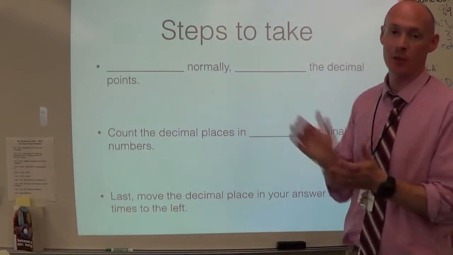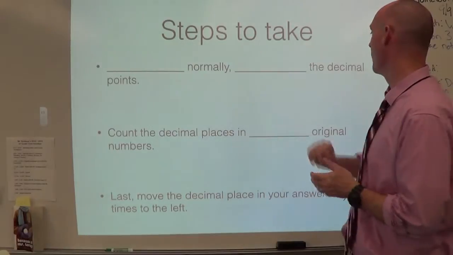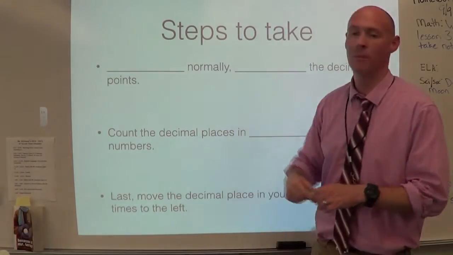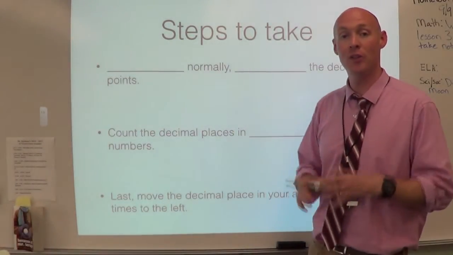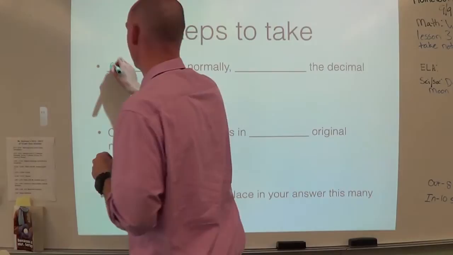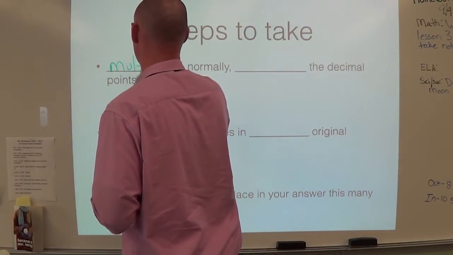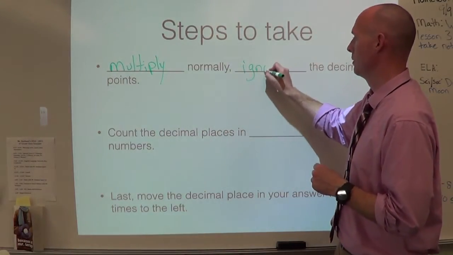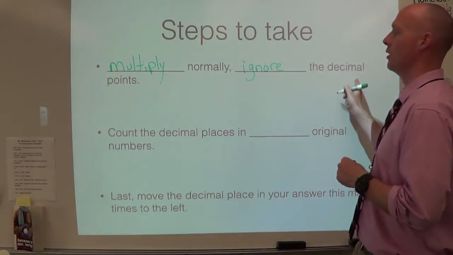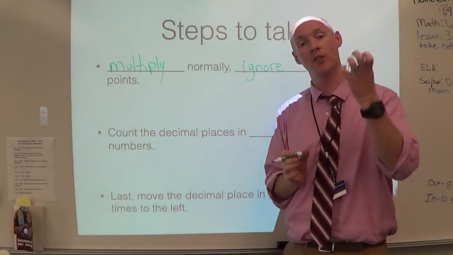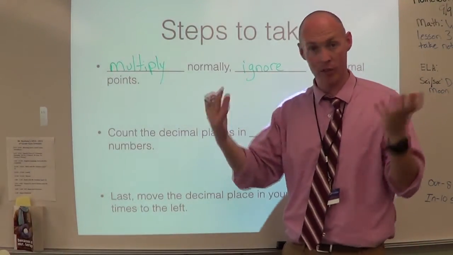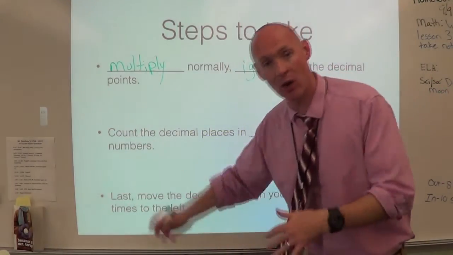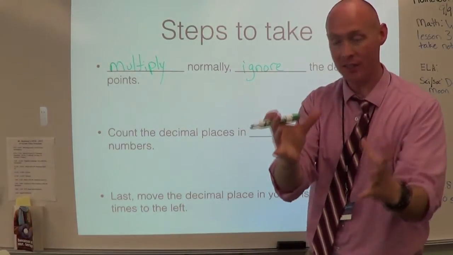Okay, steps. First, we've got to jot them down. Multiply normally, ignore the decimal points. Here's what we're going to do. We are going to multiply normally, ignoring the decimal points, similar to when we multiply decimals by whole numbers. After we multiply normally, you'll have an answer that needs a decimal place.